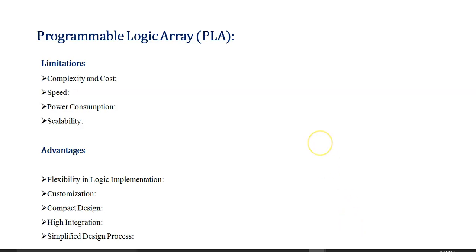Now we have seen how to implement combinational logic using PLA. So what are the limitations of this particular PLA? The first limitation is complexity and cost. That is, PLAs can be complex and costly to manufacture due to a large number of programmable links, because you need to program all AND array links and all OR array links. That's why it is a somewhat large number of links you need to program, so it is somewhat complex and costly.